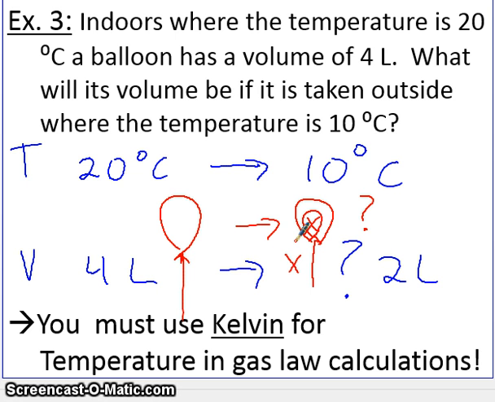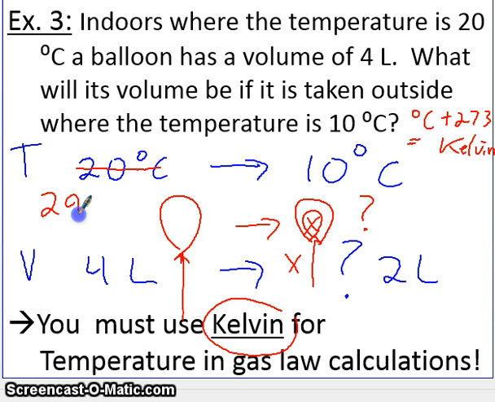And the reason why I show you this example is to demonstrate that we have to use Kelvin for our gas law calculations. You can't use Celsius as temperature. You have to use Kelvin. And remember that for Kelvin, you have to add 273. So it's degrees Celsius plus 273 if you want to get to Kelvin. So here, plus 273 would give you 293 Kelvin, and this is 283 Kelvin.